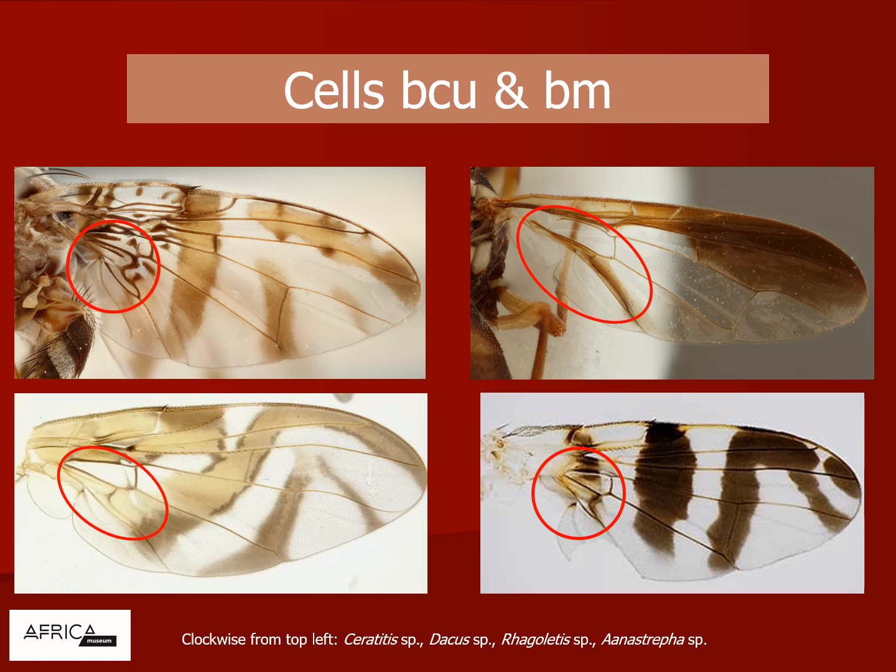Below this, at the bottom right, you see the typical wing of a Rhagoletis species, and next to it, below left, the wing as usually seen in Anastrepha species. Now I will present each group a bit more in detail and show the difference in shape of cells BCU and BM.